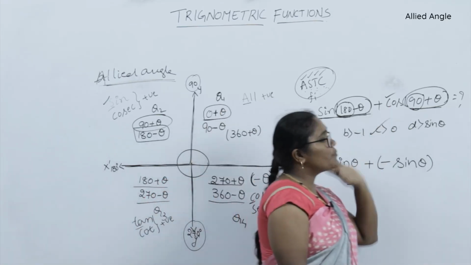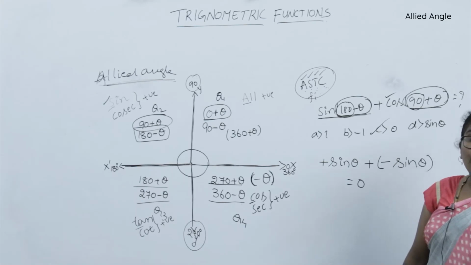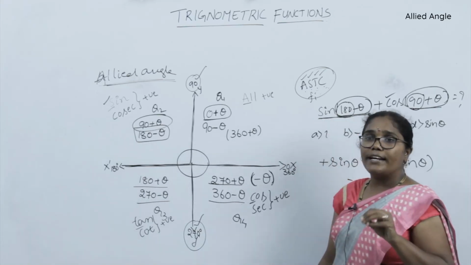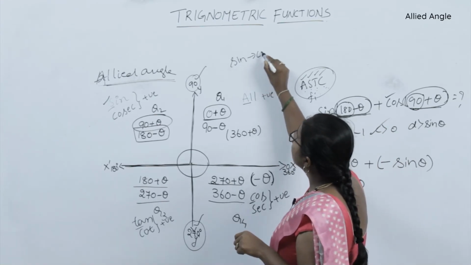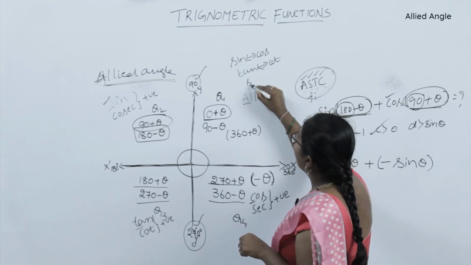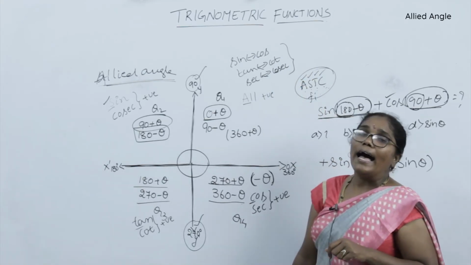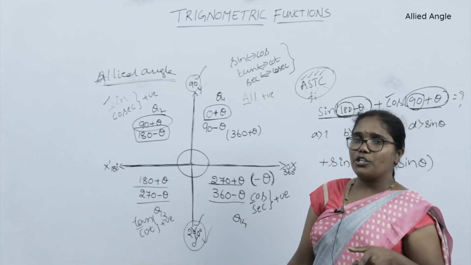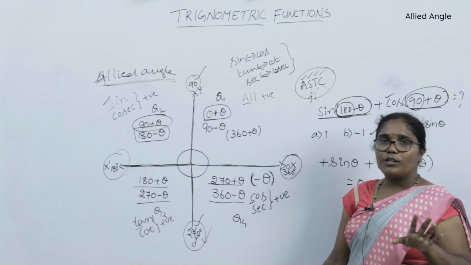C. So from this problem, what I am going to say is that if you know the allied angle, then you know how to find out the values. And one more very important thing: I told you that for 90 and 270, the ratio changes. How does it change? Sin changes to cos, cos changes to sin. Tan changes to cot, cot changes to tan. Secant changes to cosecant, cosecant changes to secant. When? Only when the angle is 90 and 270. If the allied angle is 90 or 270, the ratio changes. If the angle is 360 or 180, the ratio does not change.